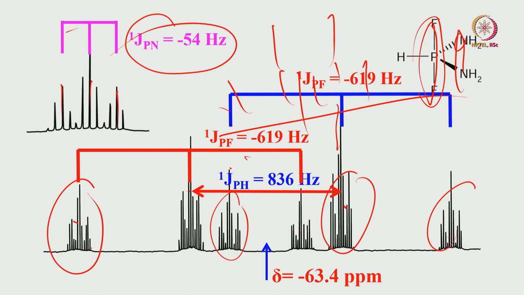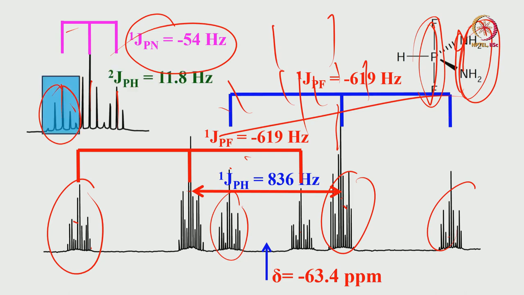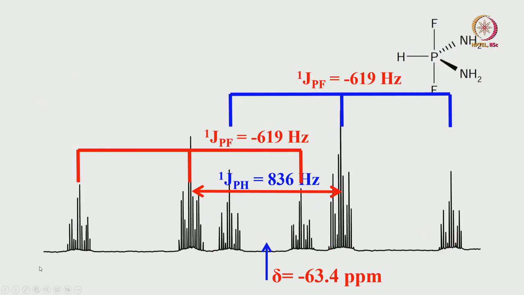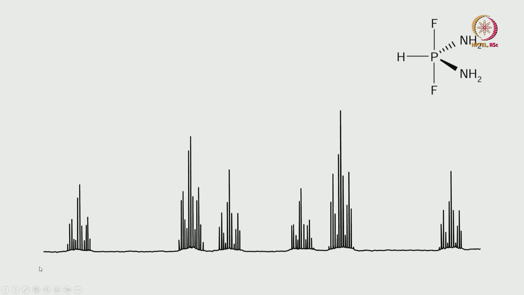Interestingly, this is also coupled to two H2s, two equivalent protons. There are four protons, two each. Then each of them is split into a quintet pattern like this. See, the PH coupling is like this, one quintet, another quintet, another quintet. There are three such things. Very interesting.